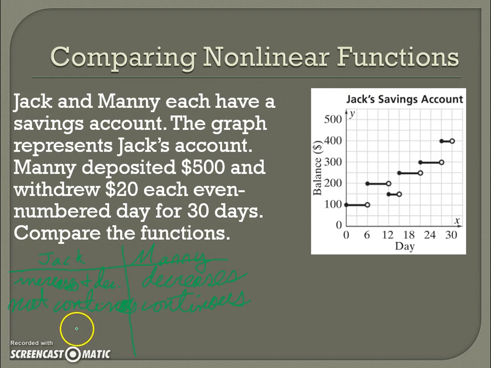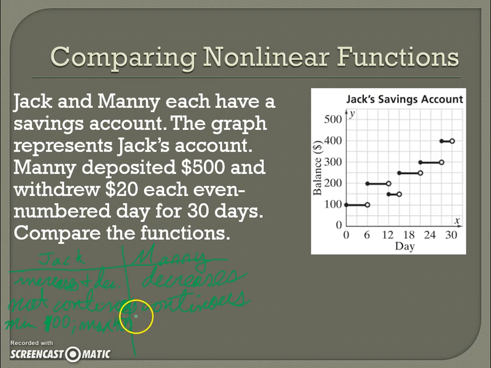And then the next thing is to think about the greatest values and the smallest values. So we're just looking at some different things to compare. For Jack's, we could look at the graph. The smallest amount he has in there was 100. The greatest was 400. So we'd say his minimum amount is 100, and the max is 400.